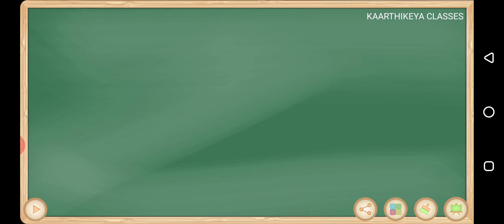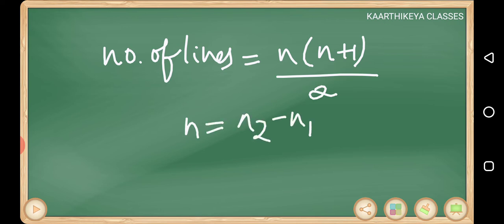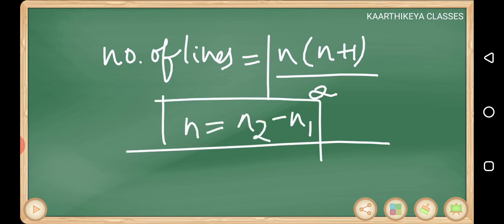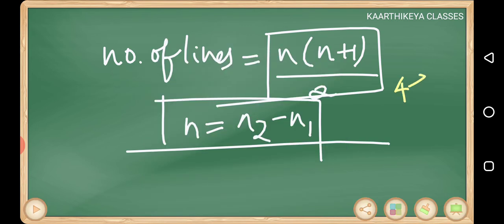Now the number of lines formula is n into n plus 1 by 2, where n is equal to n2 minus n1. We'll take the previous example only, 4 to 1. How many lines are there? 6 lines. We know the answer already.